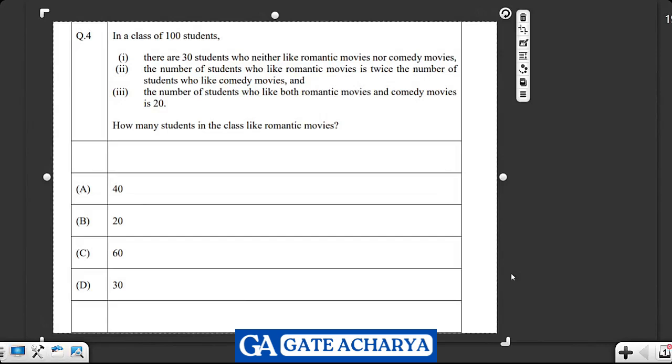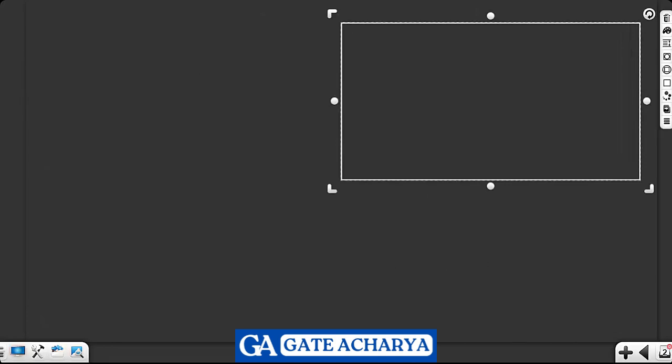So there are a total of 100 students in this class. Out of this, 30 students neither like romantic movies nor comedy. Let's understand this game here. What is this set? Let me draw the Venn diagram. It will look something like this. Let's say this is the universal set consisting of 100 students.